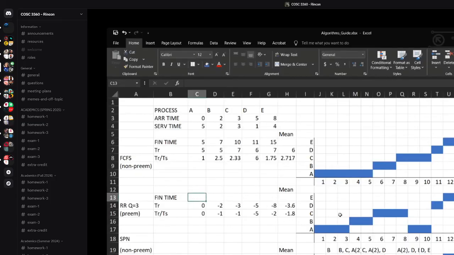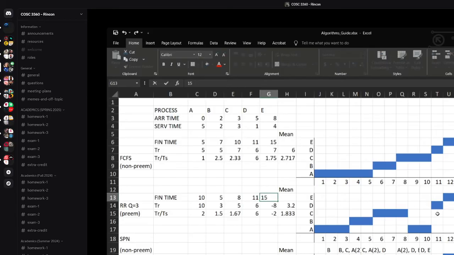So we're going to mark the finish time now. A has a finish time of 10. That's when it finishes, right? And B is at 5, C is at 8, D is at 11, and then E is at 15. Okay, any questions about this?